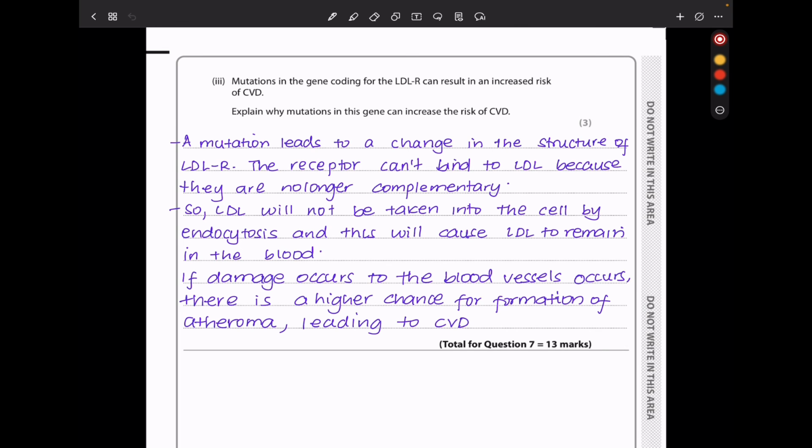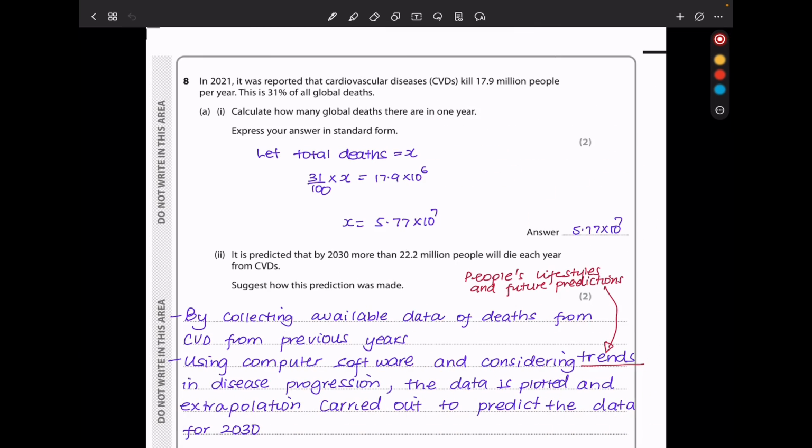So this brings us to the end of question 7. Let's continue to question 8. Question 8. In 2021, it was reported that cardiovascular disease, CVD, killed 17.9 million people per year. This is 31% of all global deaths. They say calculate how many global deaths there are in 1 year and express your answer in standard form.